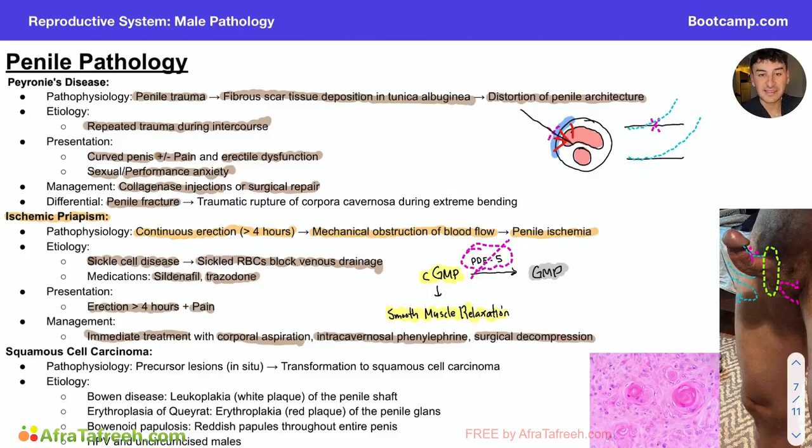Lastly, let's move on to talking about our squamous cell carcinoma, which is going to be neoplastic change of the penis itself. This can happen on the shaft, it can happen on the glans, and this is going to be a chronic pathology. And essentially here we have 3 different precursor lesions, and these are in situ lesions, meaning that they are confined within the basement membrane, and these will eventually transform into a squamous cell carcinoma.